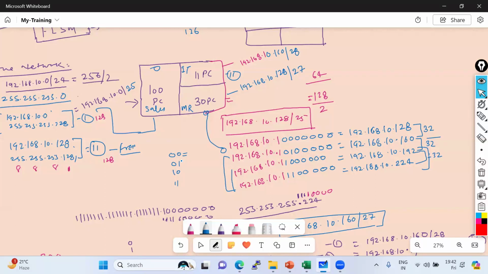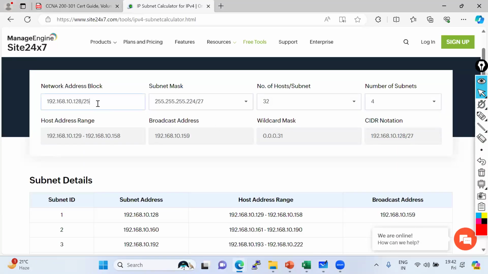Can we check on the calculator? Let me show you. The only thing that differed from the first division is the slash, because we put the same thing now.